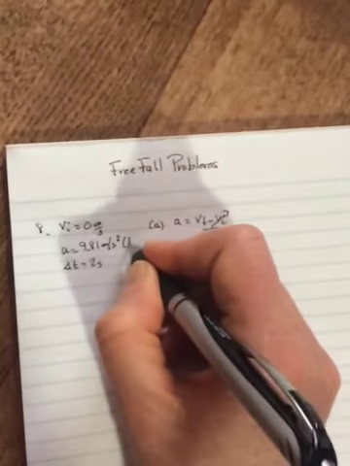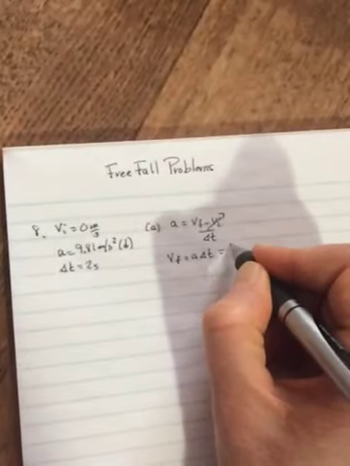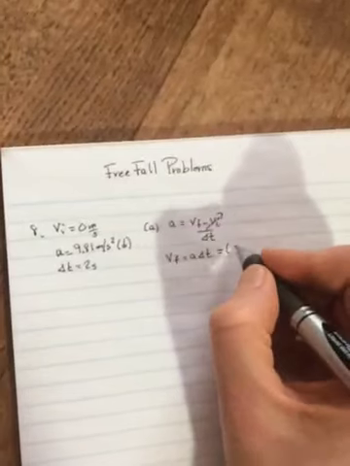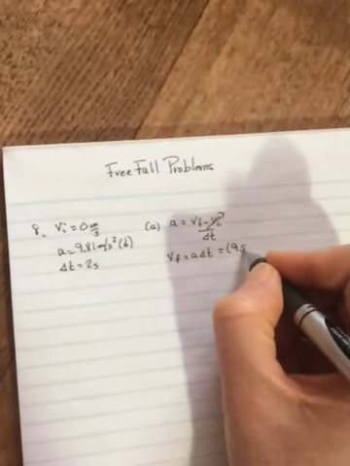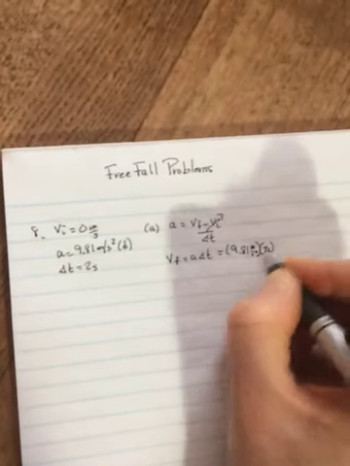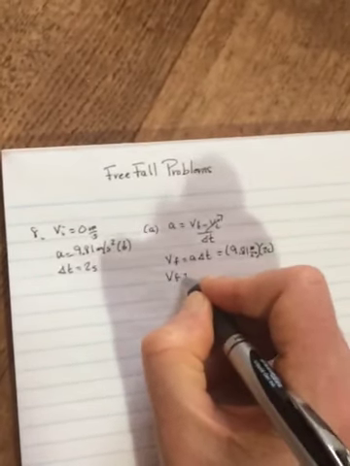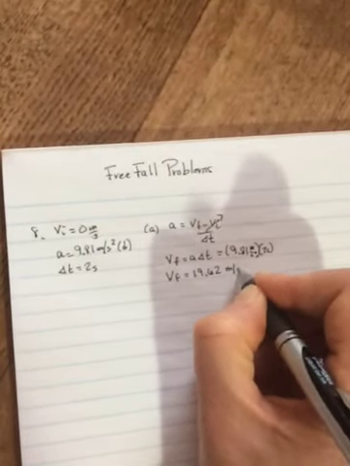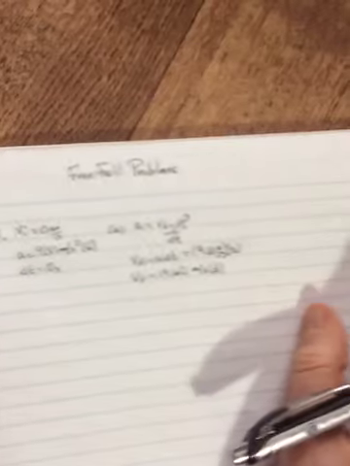This A, of course, is down because it's gravity, but I don't actually need to put a negative in because everything's going down. So I get 9.81 meters per second squared times 2 seconds. So my VF ends up equaling 19.62 meters per second, and that's down.